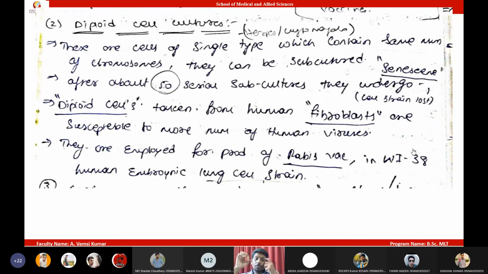Then what should we do? How can we extend the cell life in a petri dish? This is the major problem scientists have struggled with in tissue cultures. Because of this problem, they have completely ignored tissue cultures, because it is a costly affair and we can't maintain them for a long time.